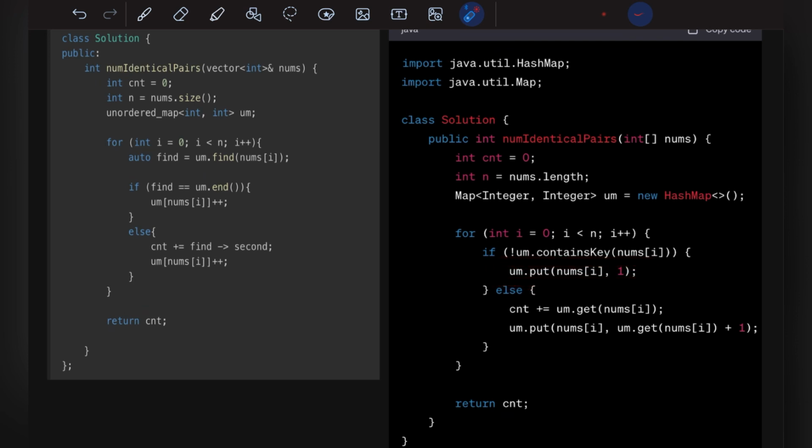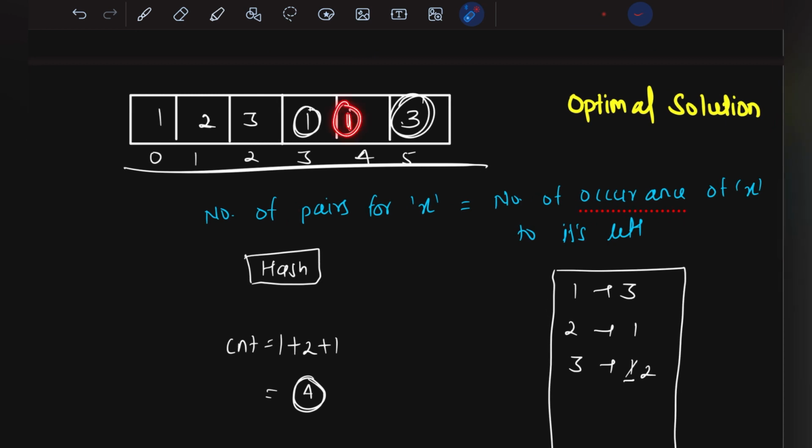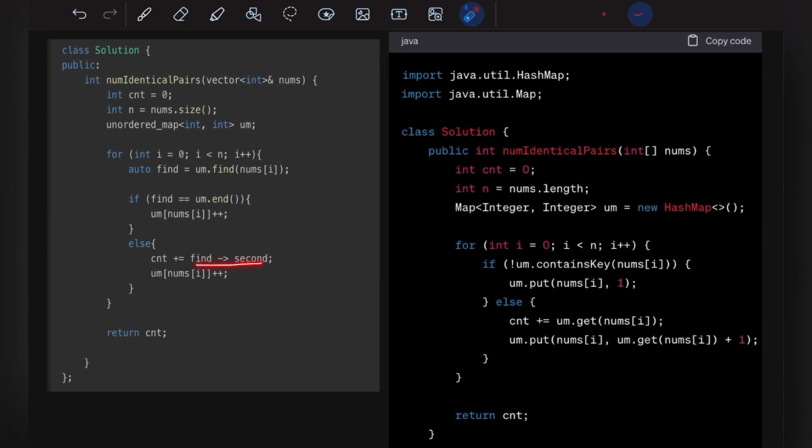If that element is already present inside my hash, then I will add its occurrence to my count variable, because as I told you, if I'm over here, the number of occurrences of 1 before this 1 is 2, therefore the total number of pairs is 2. The same thing we did over here, that is, the occurrence is added to the count variable, and again I inserted that element in my hash itself, and finally I return count. So this is the optimal solution.